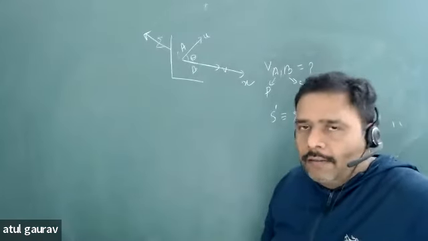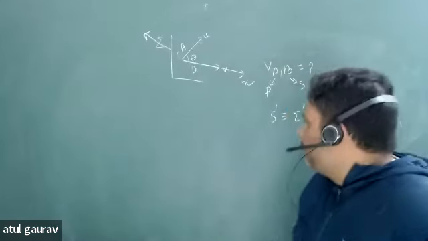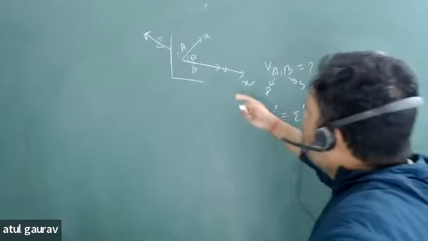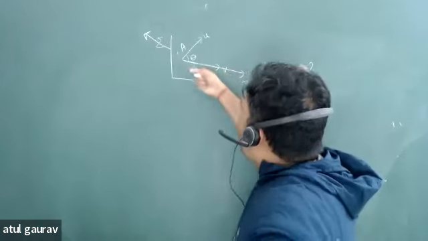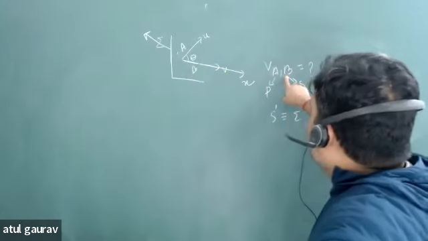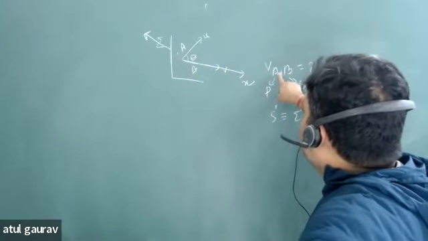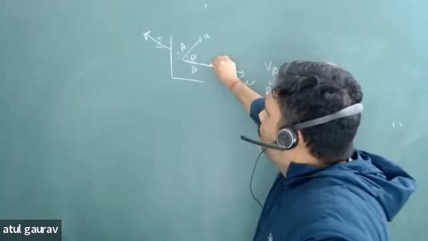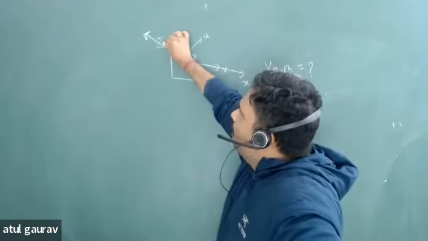Are you getting my point? Yes, sir. So sigma dash will just move with the opposite velocity of B, because we have to calculate velocity of A with respect to B. This is my S frame. This is my sigma, my S dash frame.